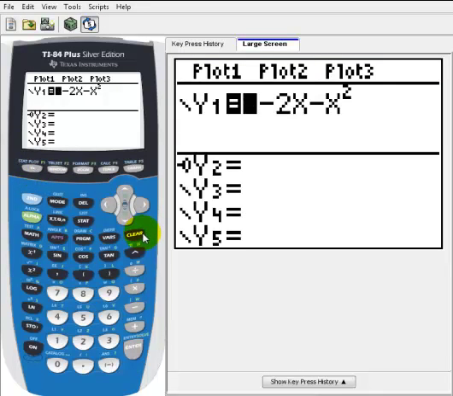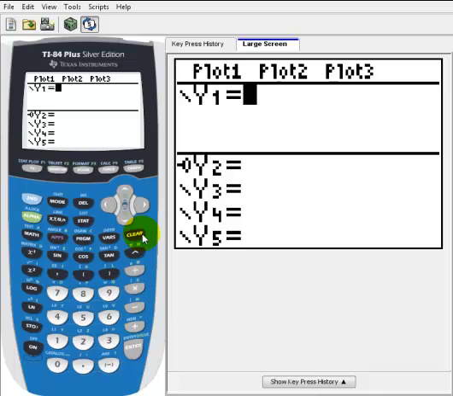I need to clear out what was previously in y1, and in y1 we're typing in 5x. Oops. Okay, let's try it again. 5x minus, open parentheses, 2x plus 2, close parentheses. Okay, so that's the left side of the equation that we're solving.